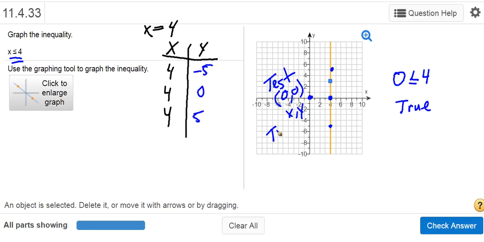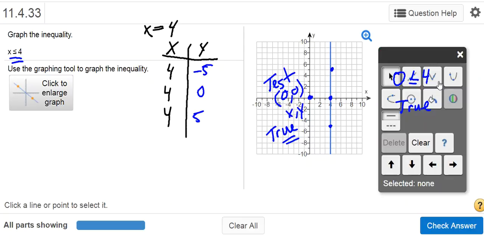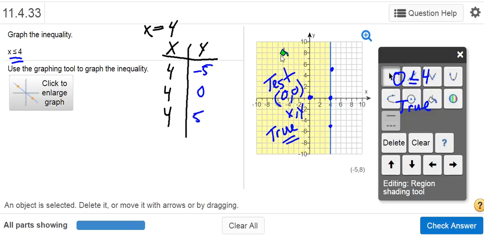So this side of the line is going to be true. We're going to shade to that side then. So I pick my shading tool and I go to that side of the line. So I've shaded this region of the graph. All of the x values here would be less than or equal to 4. So the boundary line is the equal part. The yellow shaded part is the less than.